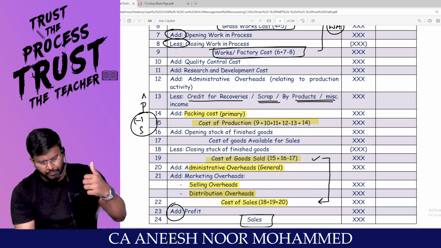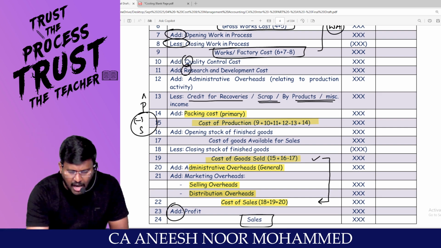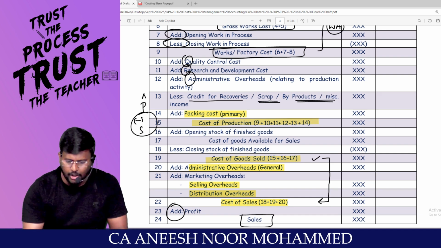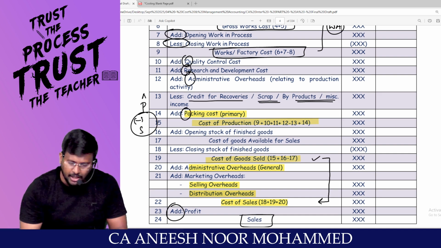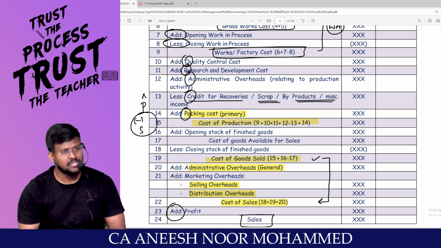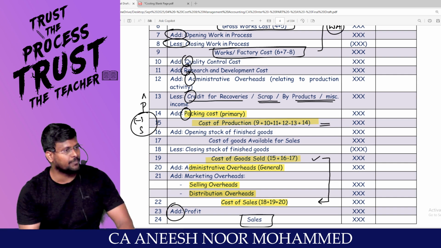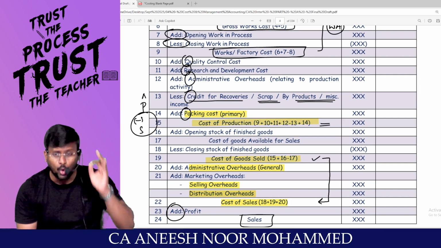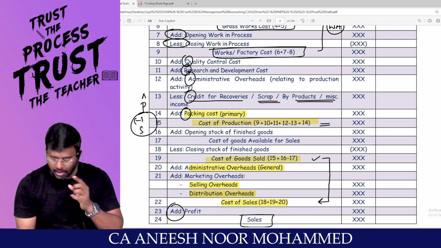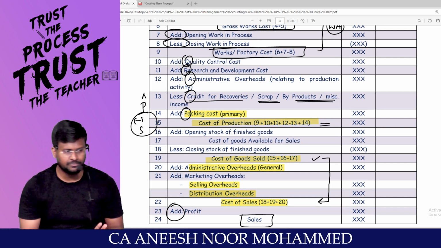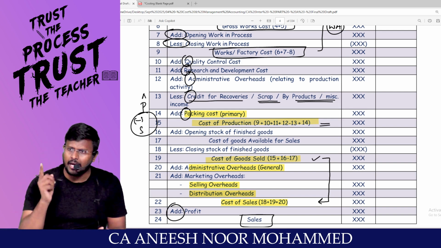What is Q? Quality control cost. R, research and development cost. A, administration overhead related to production. P, packing cost, minus scrap. Then I will get the cost of production. That is the total cost I have incurred till the work area. Are you really with me?